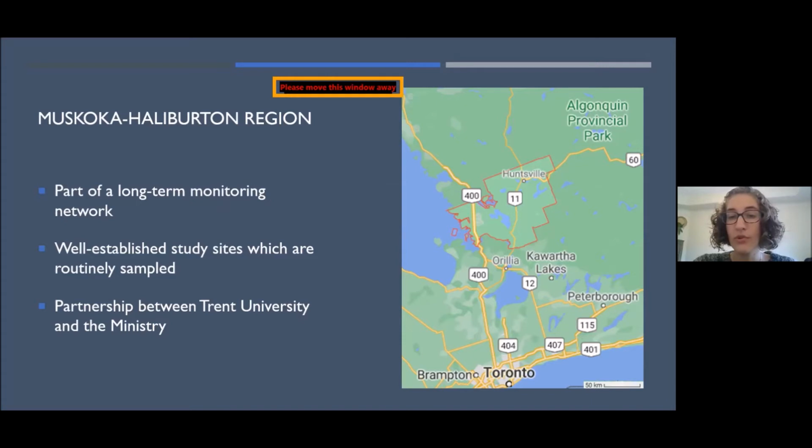Through a partnership with Trent University and the ministry, I was able to build off of the ministry's sampling regime and have extra samples be collected for microplastic analysis when the ministry did their routine sampling.